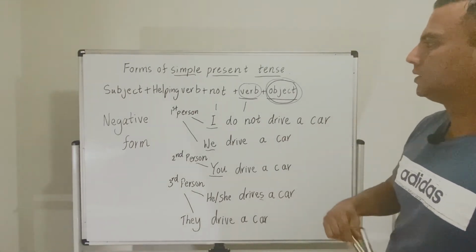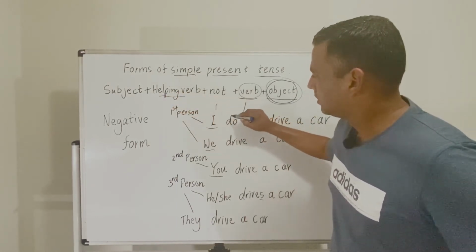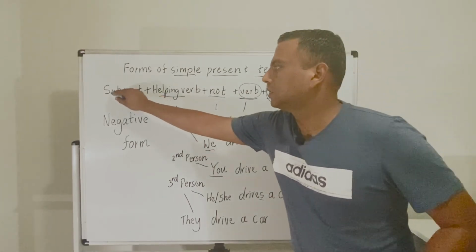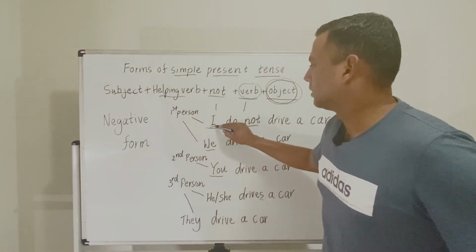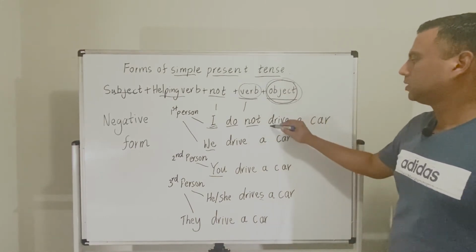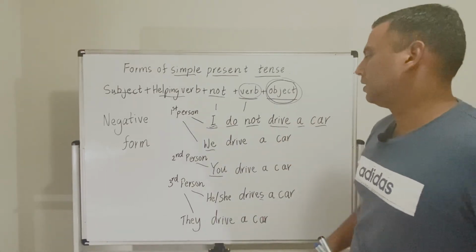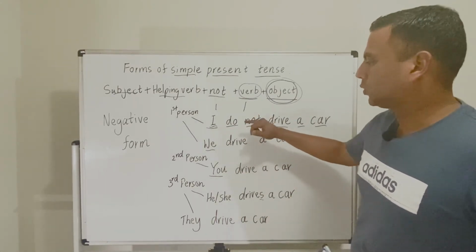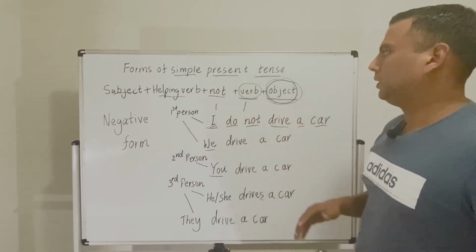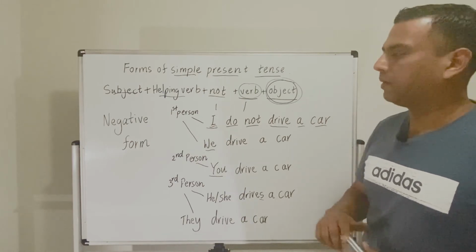So all that happens here, as you can see, is this is the helping verb, and this is not. So the subject is still there, and drive a car as it was, so nothing has changed. All we did is just squeeze in do and not, those two words, in between the subject and the main verb.